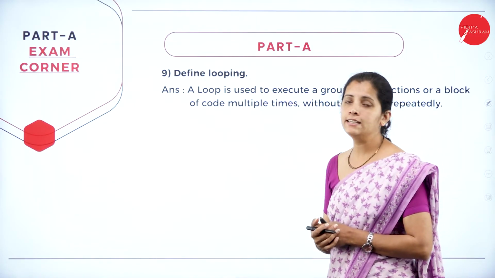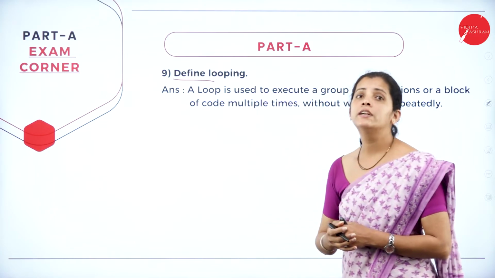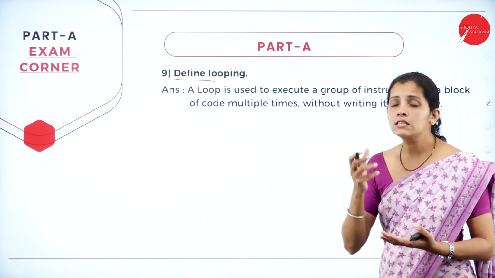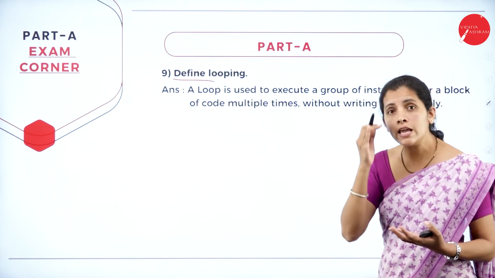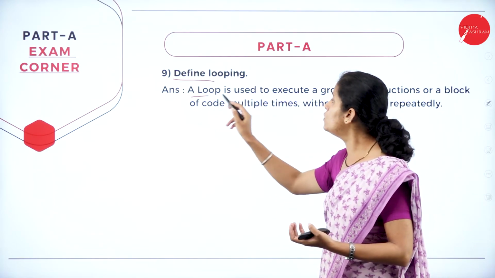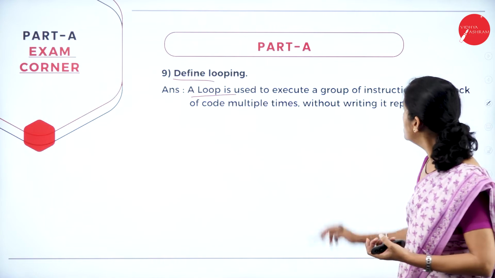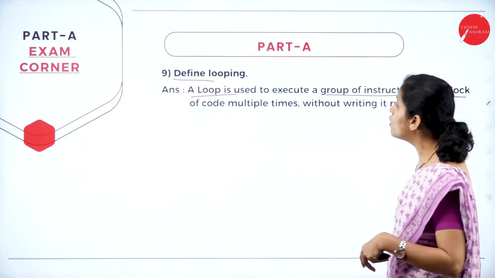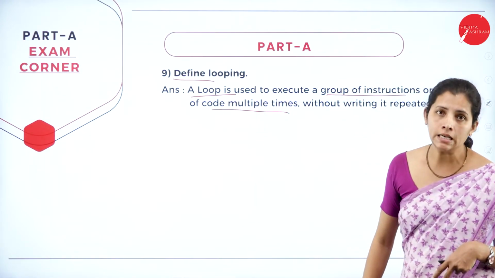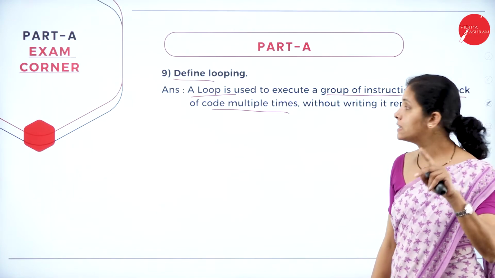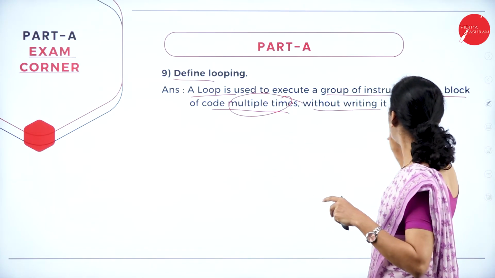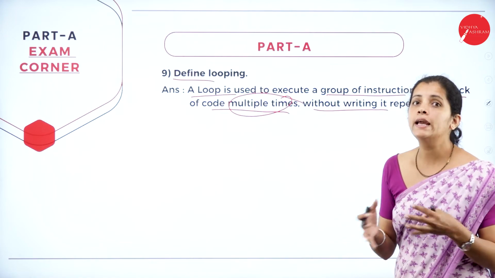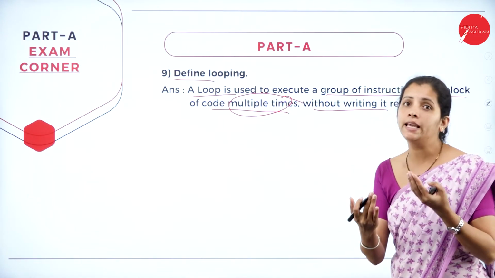Moving further, the ninth question, define looping. So what is looping? That is nothing but repetition. There are certain situations where I want to repeat the same statement. So a loop is used to execute a group of instructions or set of statements or a block of code multiple times without writing it repeatedly. I don't want to write the same code again and again, so I want to repeat the execution.